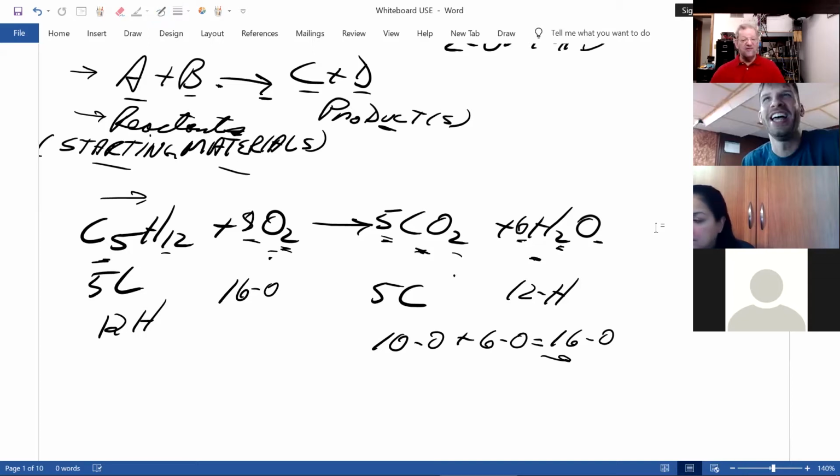Now, before I go on to the next problem, I'm going to check that I did it right. 5 carbon, 5 carbon, 12 hydrogen, 12 hydrogen. Oh, look, we did. 16 oxygen, 16 oxygen. Now, on a test, all you'd have to do is put the 8, 5, and 6 in there. But I'll be honest with you, I always do this, so I make sure I didn't make a mistake.